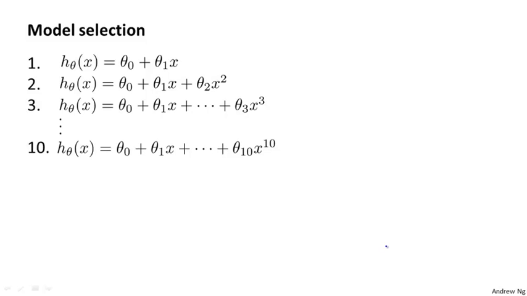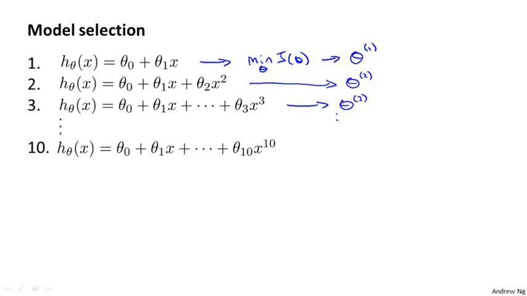the model. Concretely, we're going to first take our first hypothesis, take this first model, and say minimize the cost function, and this will give me some parameter vector theta for the linear model. And as before, I'm going to put a superscript 1 just to denote that this is the parameter for the linear model. We do the same thing for the quadratic model, get some parameter vector theta 2, get some parameter vector theta 3, and so on down to, say, the 10th order polynomial.